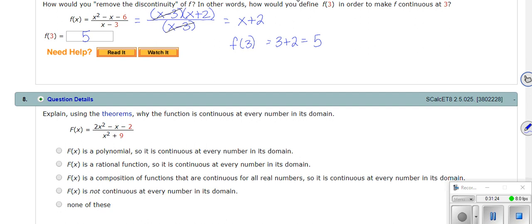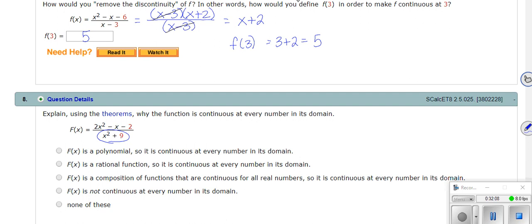Now, next one, explain using the theorems why the function is continuous at every number in its domain. Continuous at every number in its domain. First of all, this is a rational function. Okay, again, root word of rational is ratio. Anytime you've got a ratio of polynomials, it's a rational function. And why is it continuous at every number? Well, the first thing that jumps out at me is when I look at this, look at the denominator. Is there any value of x that's going to make that equal 0? Nope. Okay, because nothing squared is ever going to give you a -9. And that's the only thing that would make it equal 0.